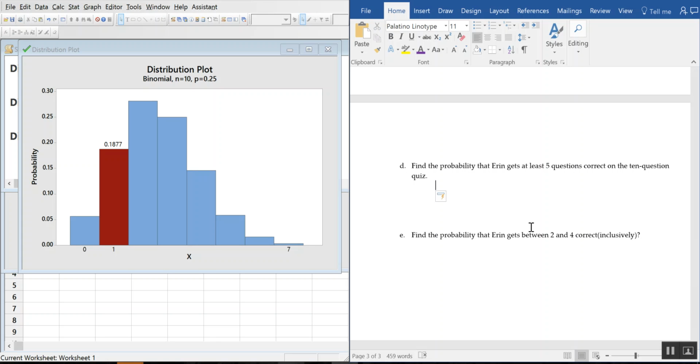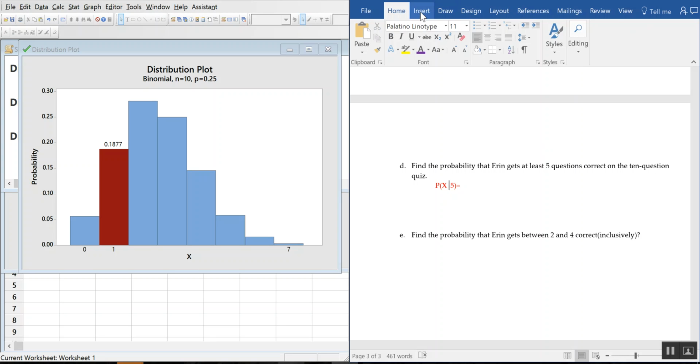Anyway, so let's find the probability that she gets at least 5 questions correct on the 10-question quiz. So let's talk about what at least looks like. So 5 is the smallest option she could get. If it's at least 5, kind of like you must be at least 5 feet tall to ride this ride, you could be 5 feet tall or you could be bigger. So this is actually going the other way.